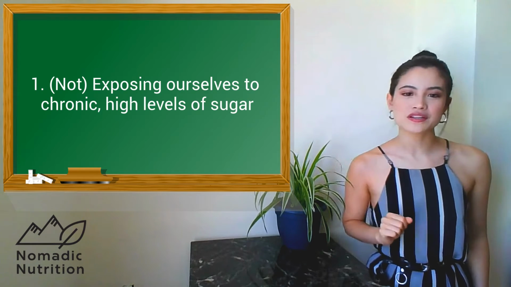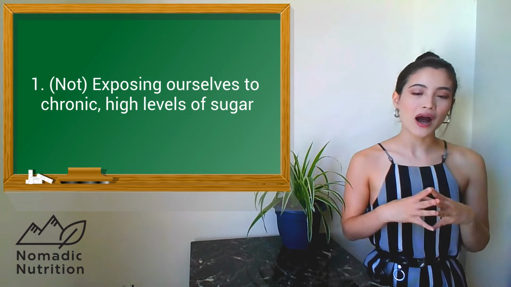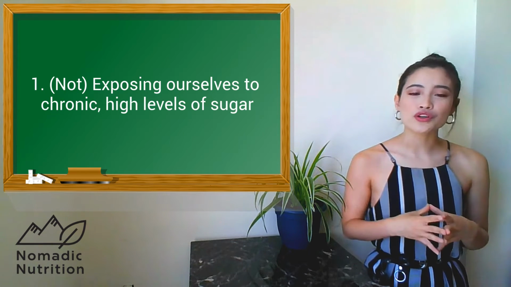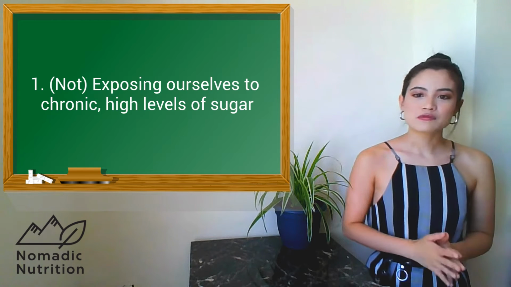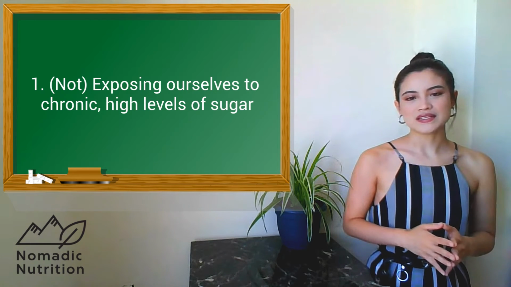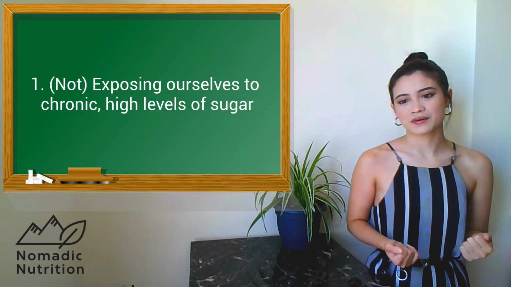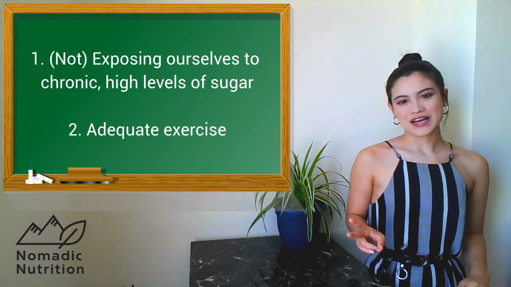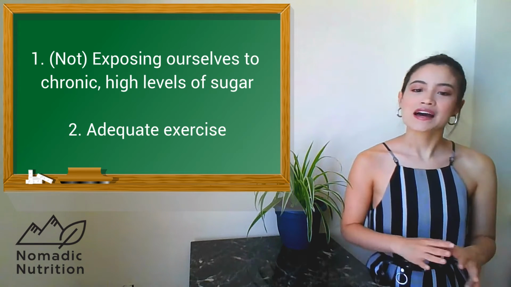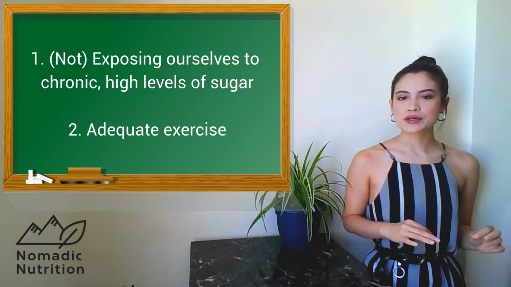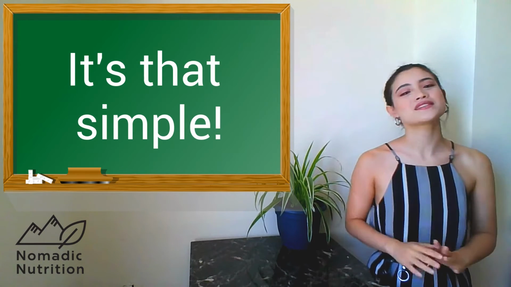1, exposing ourselves to chronic high levels of sugar. By exposing ourselves to high levels of sugar, we are overusing our pancreas's insulin response. This exposes ourselves to the risk of diabetes and the health complications associated with diabetes and hyperglycemia. And 2, adequate exercise. Glucose that can't be stored in the liver and muscle for energy and hasn't been used will be stored in adipocytes or fat cells. And that's it. Our pancreas and liver do the rest of the work for us.